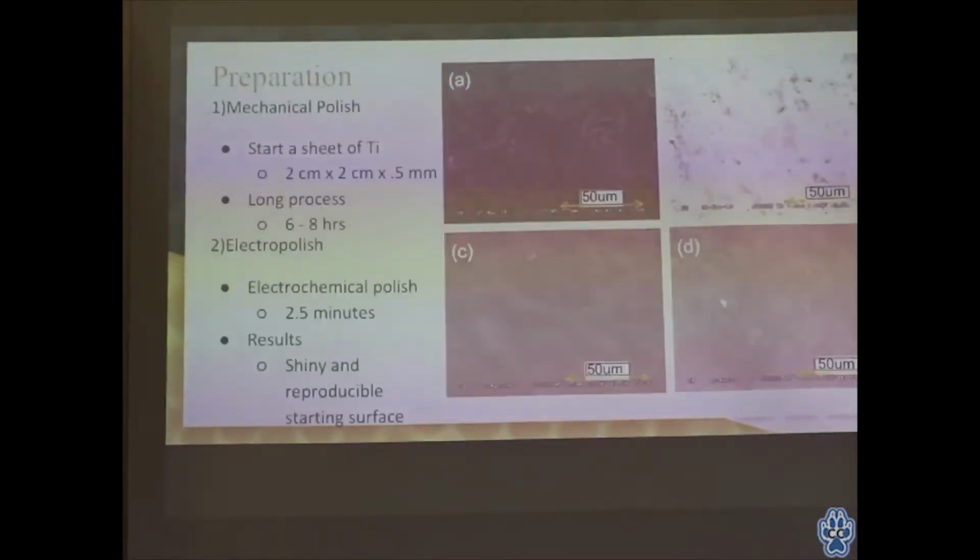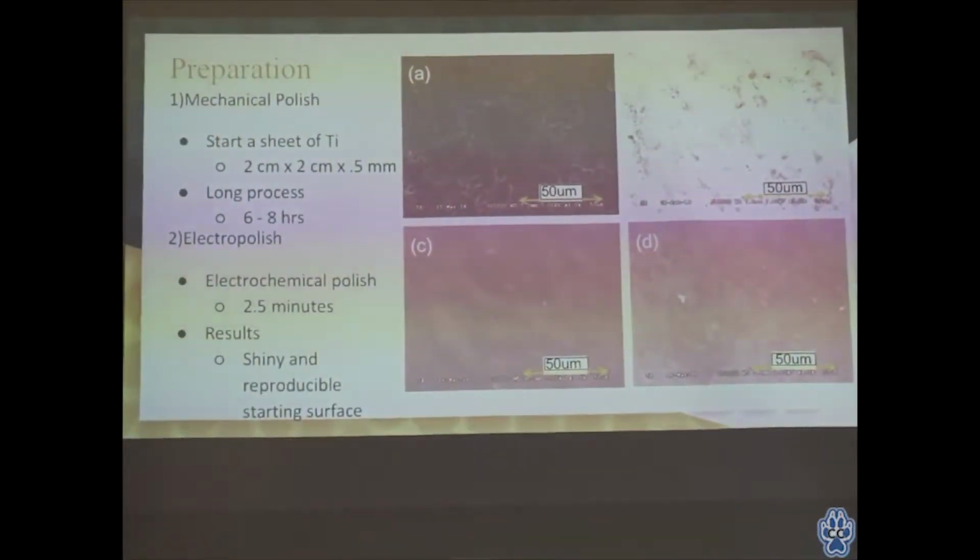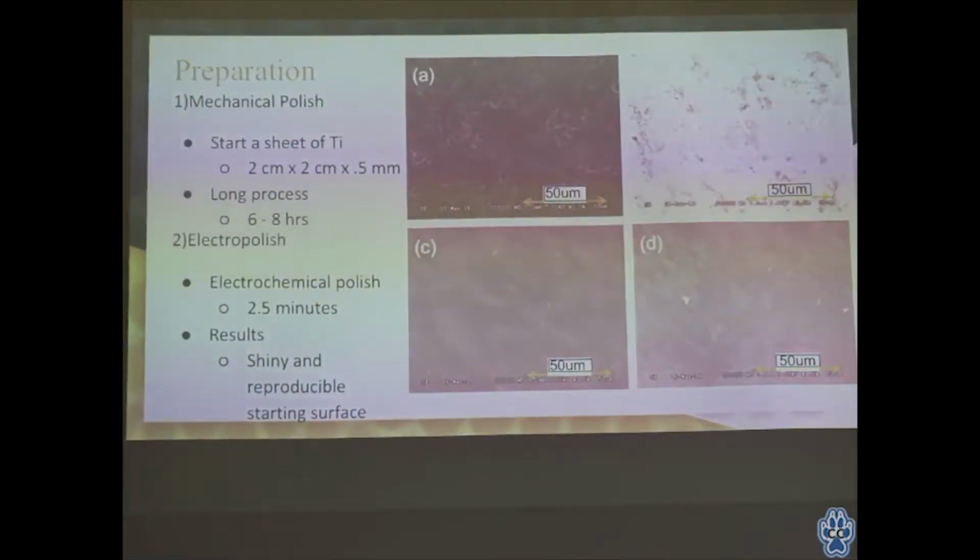So let's talk about both those processes real quick. On the top are two images of the mechanical polishing. And this is a process that takes me about 6 to 8 hours. I really sit there and shine the metal until I have a nice reflection on both sides. Then I'll cut it up into 2 by 2 square centimeters, as Shane talked about, and I do my electro polishing.